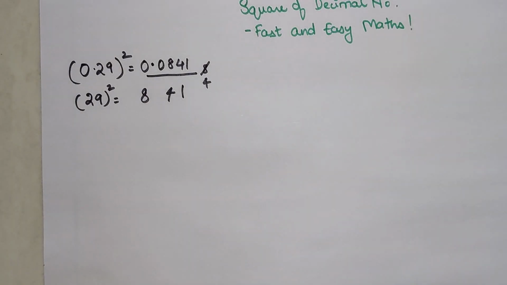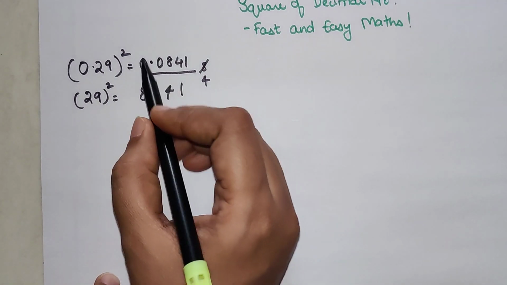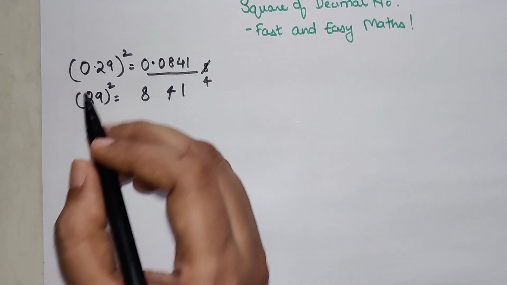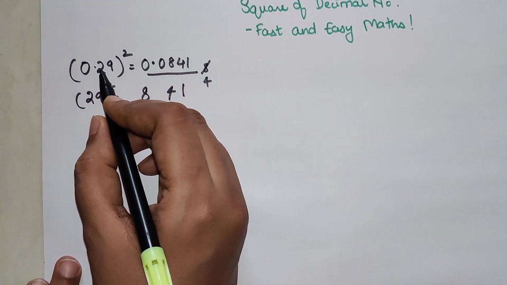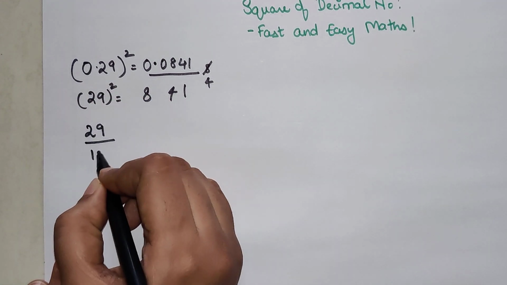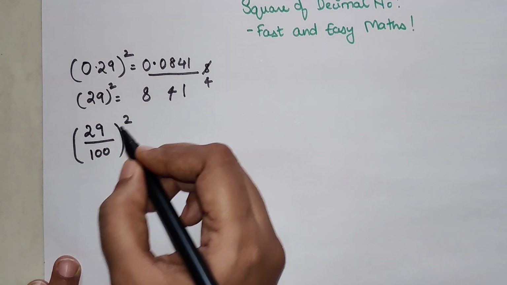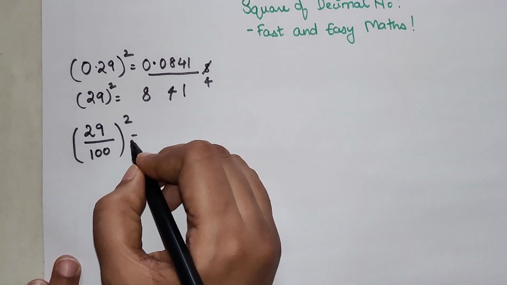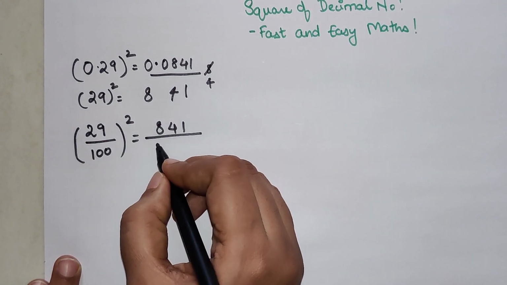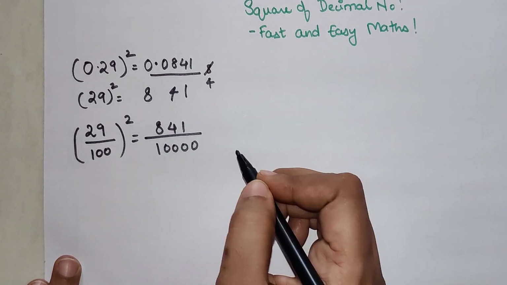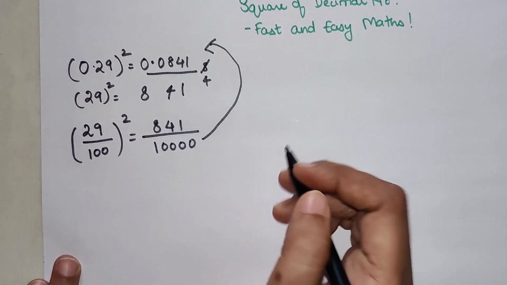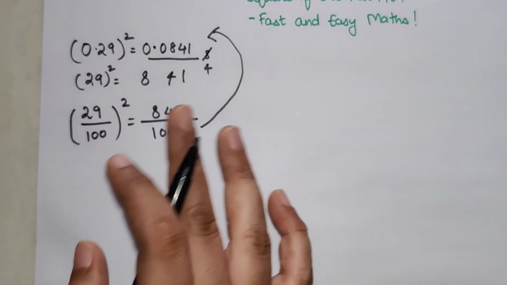Now students, there is a proper logic why I have put 4 digits after the decimal point. If I convert this into a proper fraction, I get 29 upon 100, the whole square. So whatever is my answer, the square of 29 is nothing but 841, and that will get divided by the square of 100, which will be 10,000. So when this gets converted into decimal, we get nothing but this value. I hope you understood the logic behind it.